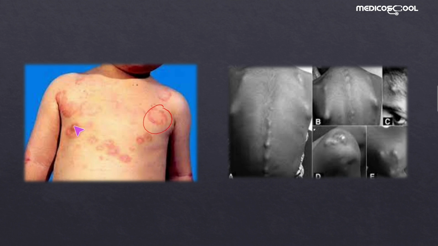As you can see, this is the erythema marginatum involving the trunk, and these are the subcutaneous nodules mainly present on the bony prominences, for example, this knee, forehead, and this is the back of the patient. So these are subcutaneous nodules, and these are the erythema marginatum.